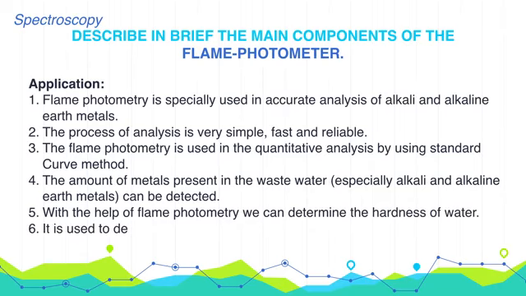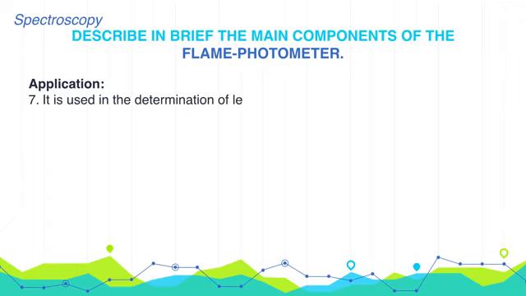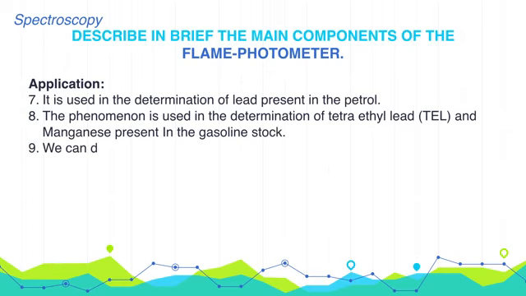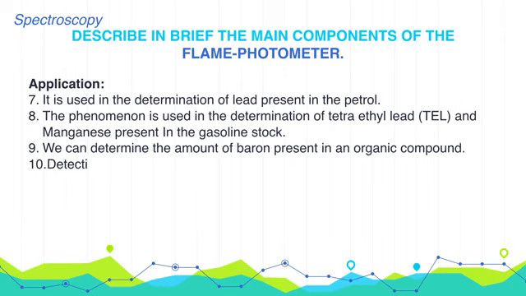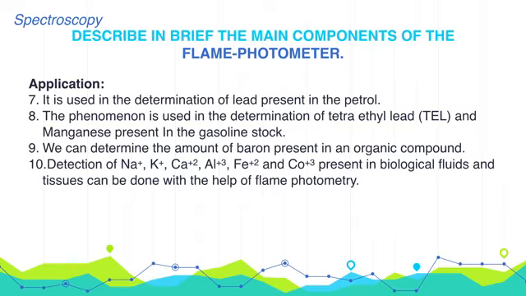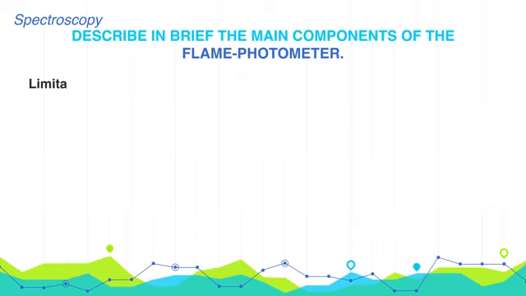It is used to determine sodium, potassium, calcium and zinc present in cement. It is used in the determination of lead present in petrol. The phenomenon is used in the determination of tetraethyl lead and manganese present in gasoline stock. We can also determine the amount of boron present in an organic compound. Detection of sodium, potassium, calcium, aluminium, iron and cobalt present in biological fluids and tissues can be done with the help of flame photometry. But this method also has some limitations.